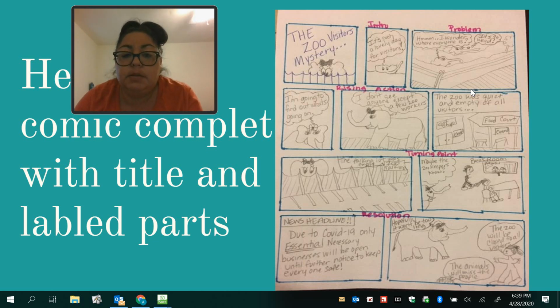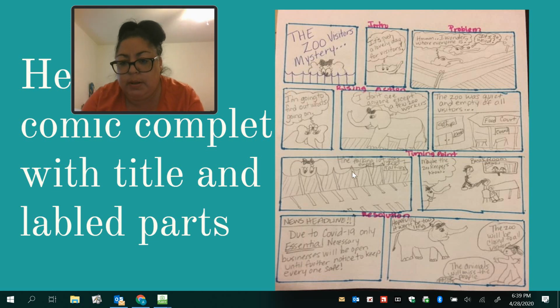Okay, so now rising action. I'm going to find out what's going on. I don't see anyone except a few zoo workers. She's gotten out of her enclosure and she's looking around trying to figure out where these zoo visitors are. She goes to the gift shop and the food court. The zoo was quiet and empty of all visitors.